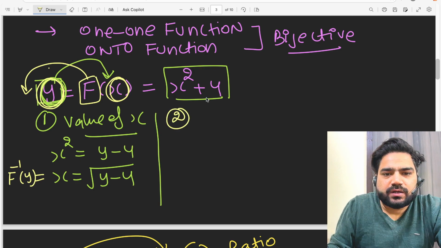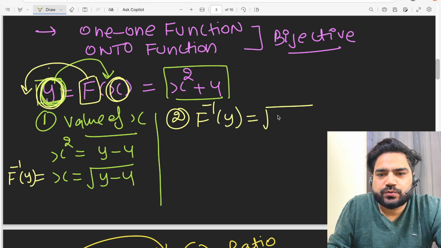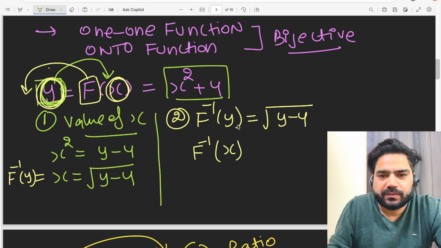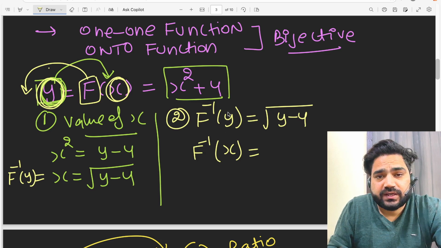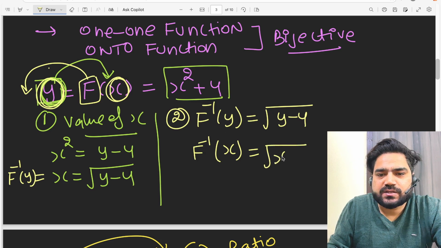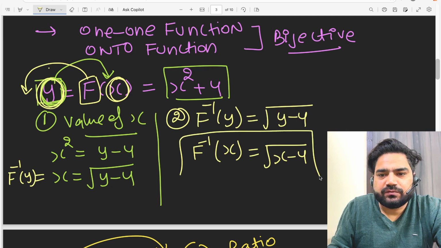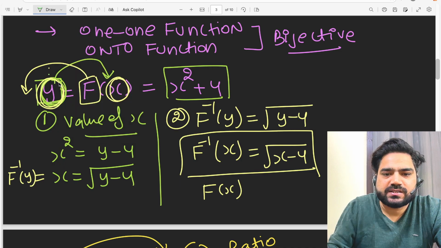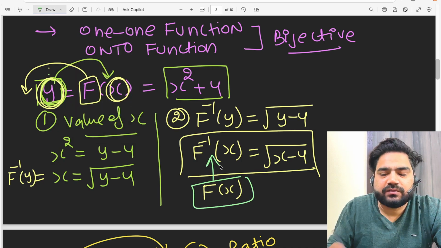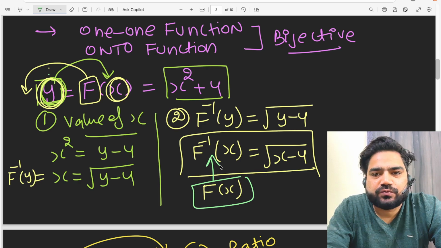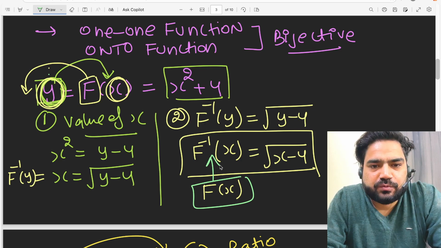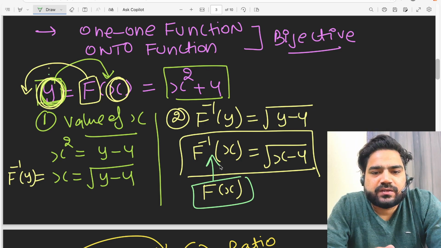Now step two, now we have the value of f inverse y. Suppose the value of f inverse y is under root y minus 4. So from here, now if we replace this y by x, on the left hand side as well as the right hand side, it will be equal to under root x minus 4. So basically this is the inverse of a function. Earlier we had f(x), but now we have f inverse x. So this is the way to find the inverse of any function. And the inverse of a function has multiple applications in different types of fields, but this is the way we can find the inverse of a function.